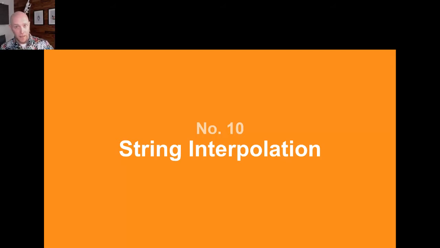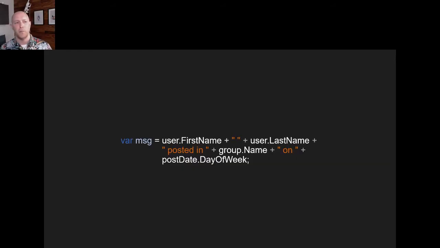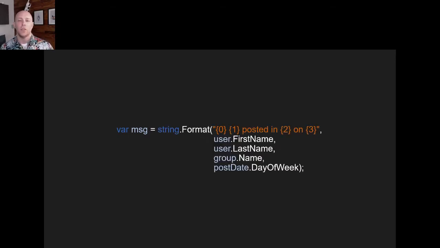At number 10 here, we've got string interpolation. Most of us have probably written something like this piece of code, where you take the first name and add a space, take the last name and add a space, add "posted in" and a space, and then a name, so you concatenate this string, which is really tedious. It's actually quite hard to read because there are a lot of plus signs and quotes. And there are also some performance issues around doing string concatenation like this. So as an answer to that, C# introduced this idea of doing string.Format, right?